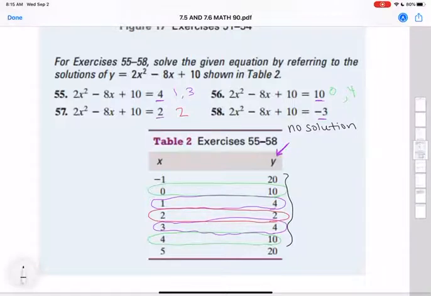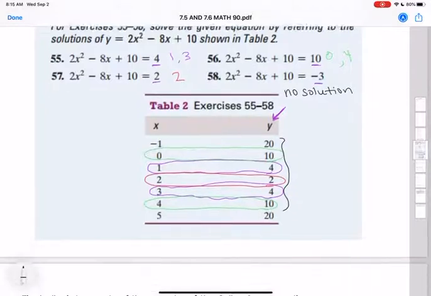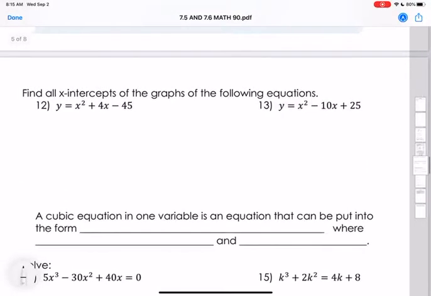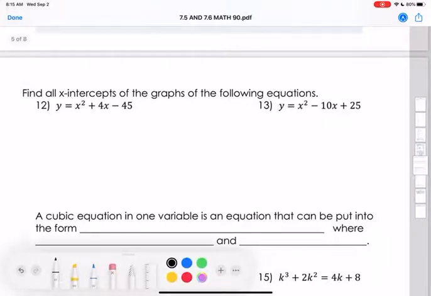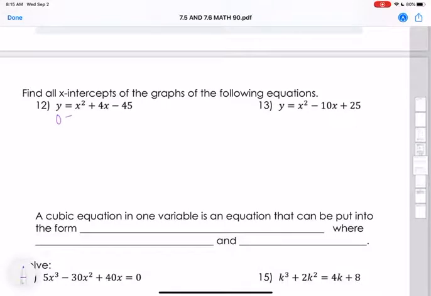All right, let's keep on going. This one says find all x-intercepts of the graphs of the following equations. So it's the same thing here. The x-intercept is happening where y is equal to 0, right? So our first step is just going to be writing in 0 equals x squared plus 4x minus 45. Okay, so go ahead and try that one. Solve that one. Also try number 13. Then we'll come back together and see what happened.